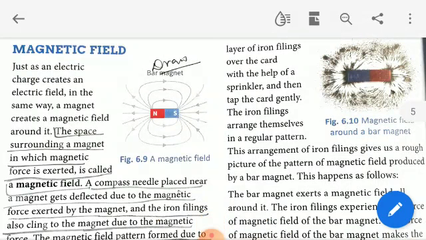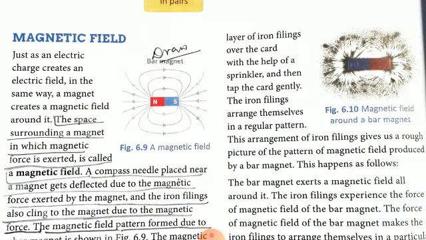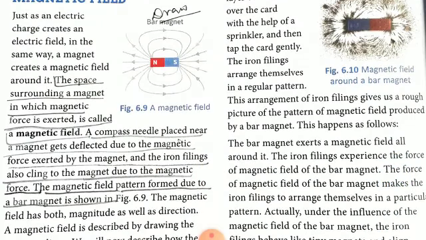So the space means, when you put a magnet on a table and bring a needle, or you can say an iron pin, close to the magnet, then it is attracted toward the magnet because the magnet creates a magnetic field around it. So the space surrounding a magnet in which magnetic force is exerted is known as a magnetic field. Similarly, a compass needle placed near a magnet gets deflected due to the magnetic force exerted by the magnet, and iron filings also cling to the magnet due to the magnetic force. These are also examples of magnetic force.